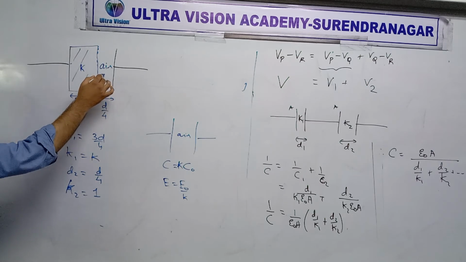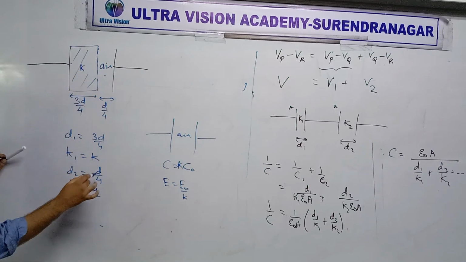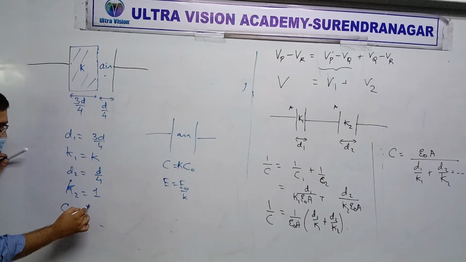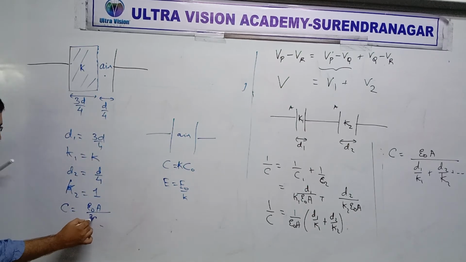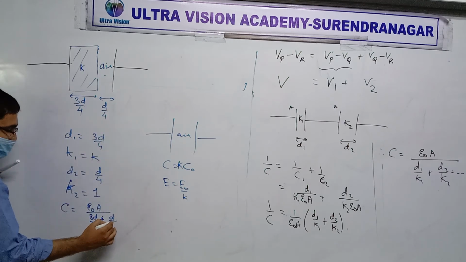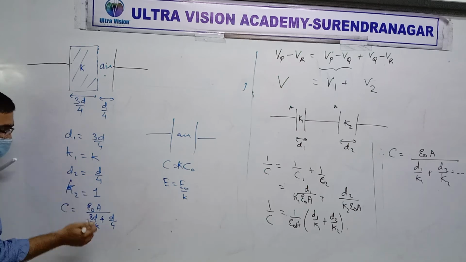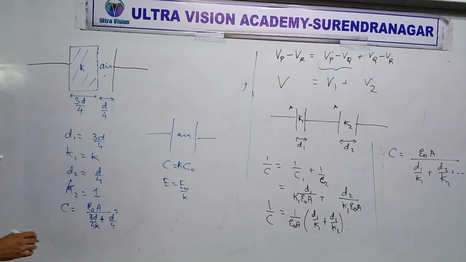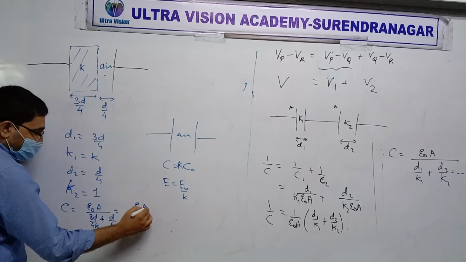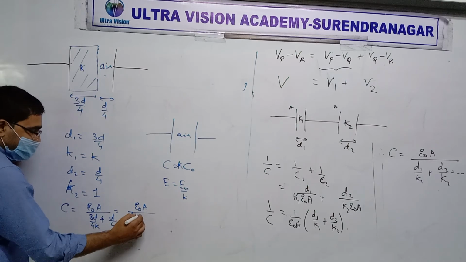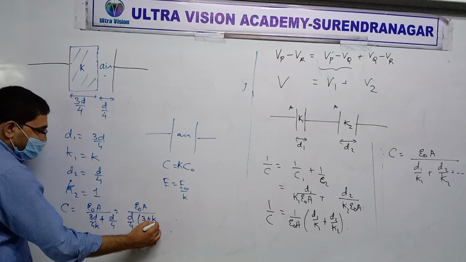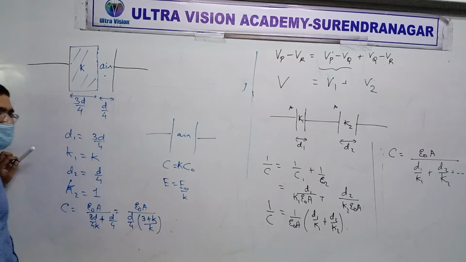Understood? Yes. Okay, D2 is D by 4, K2 is 1. So C equals epsilon 0 A upon, in the denominator, D1 upon K1, that is 3D by 4K, plus D by 4 divided by K2, which is 1. Anything common in the denominator? Epsilon 0 A is there. In the denominator, D is common, maybe I will take D by 4 common. So inside it is 3 by K plus 1. If I take LCM, I get 3 plus K upon K. Clear?